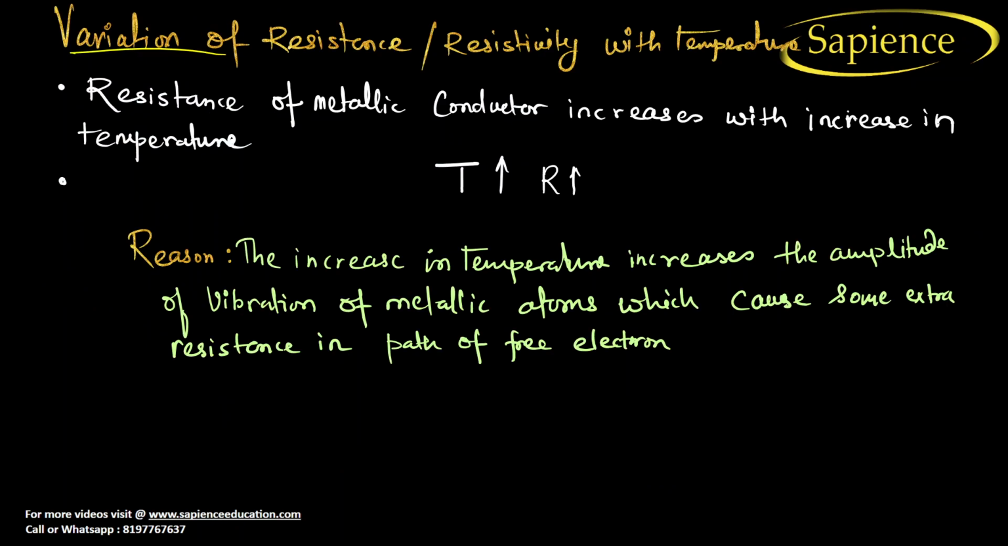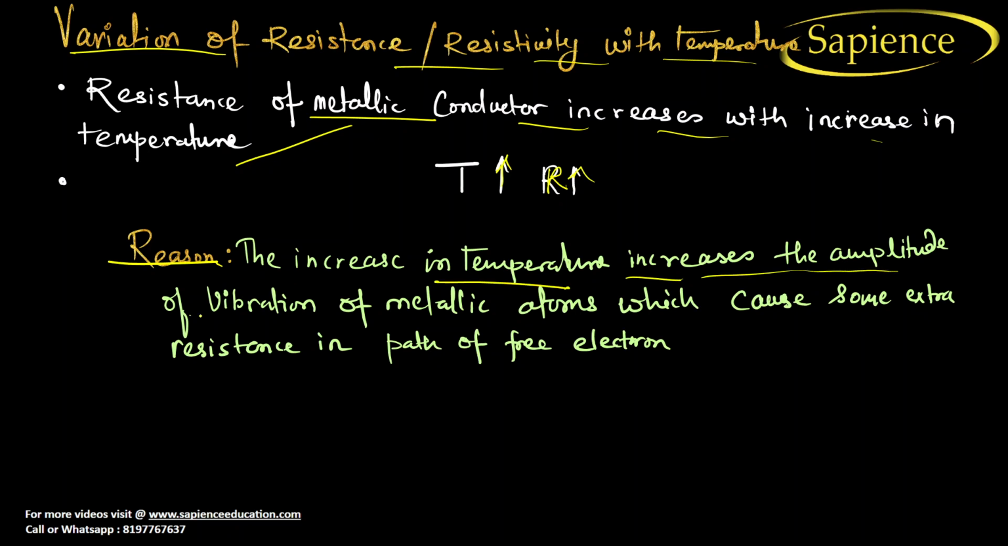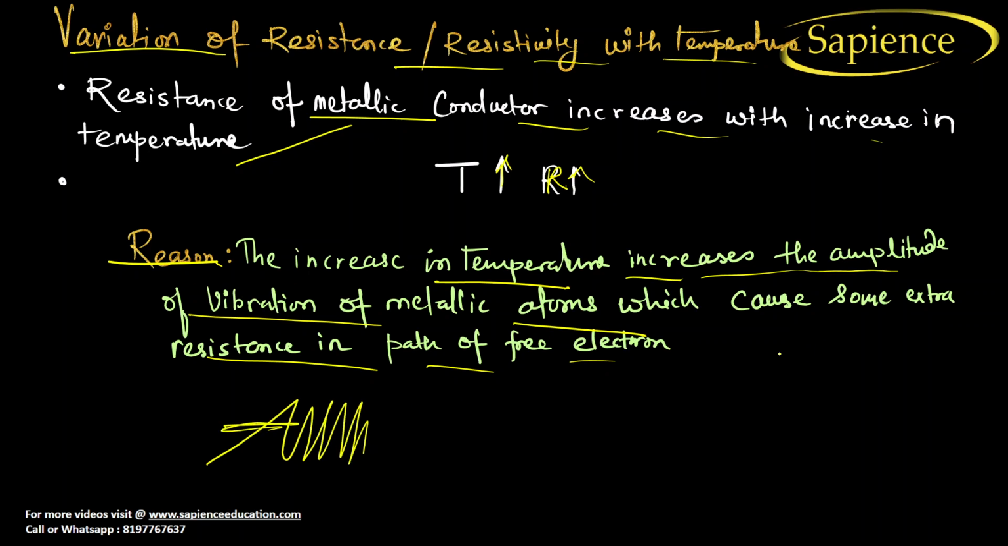Now, variation of resistance or resistivity with the temperature. The resistance of a metallic conductor increases with the increase in temperature. If you increase the temperature of the conductor, what will happen? Its resistance will increase. Why? The increase in the temperature increases the amplitude of vibration of the metallic atoms, which causes some extra resistance in the path of the free electrons. See, extra amplitude will be there, so what will happen? The metallic atoms cause some more extra resistance in the path of the free electrons.